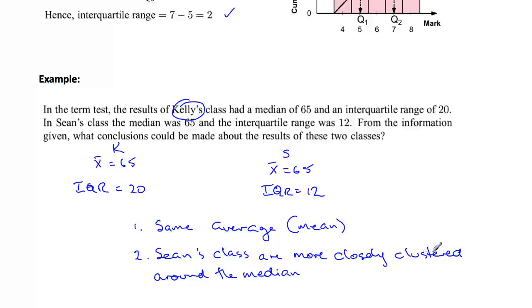Remember that the interquartile range looks at the spread from the median. Very, very important that. So they're more clustered around the median than Kelly's class. All right, so hers is much more spread out. So that's really all you can conclude from that, but it's a very, very important conclusion.